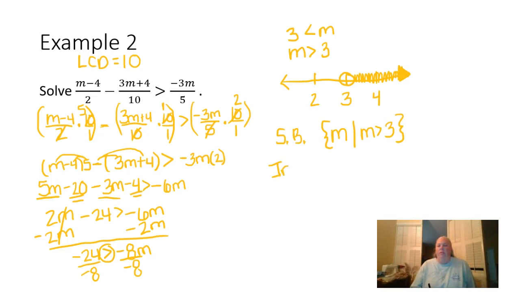When you write your interval notation, the number furthest to the left on the graph is the 3. The number furthest to the right on the graph, well, I've shaded my arrow, so that's going to be positive infinity. And now we put a parentheses around the 3 because it had an open circle. And then infinity will always have a parentheses on it.